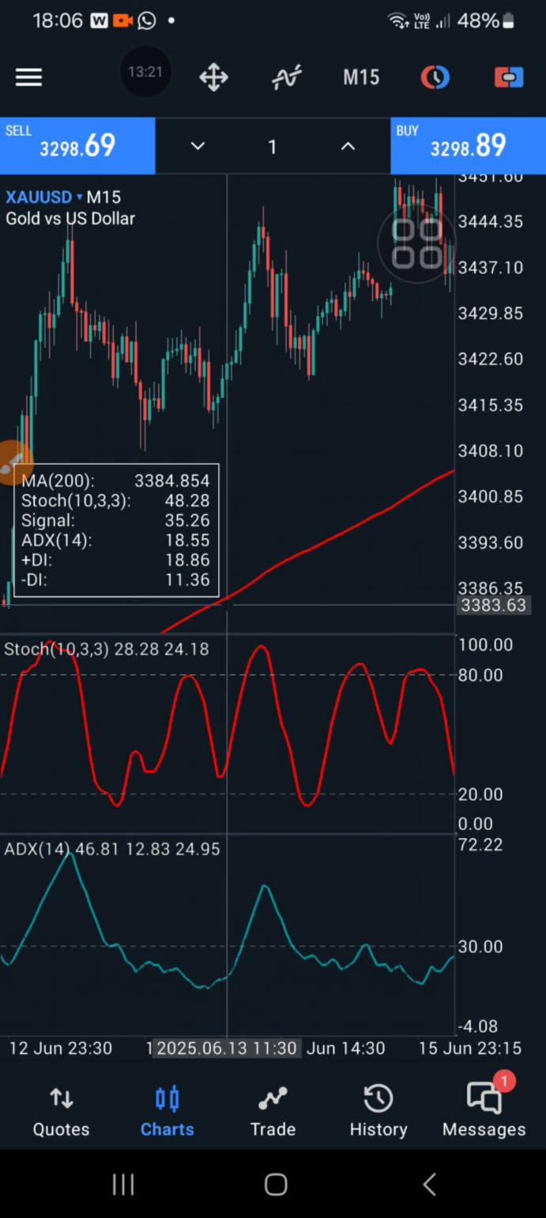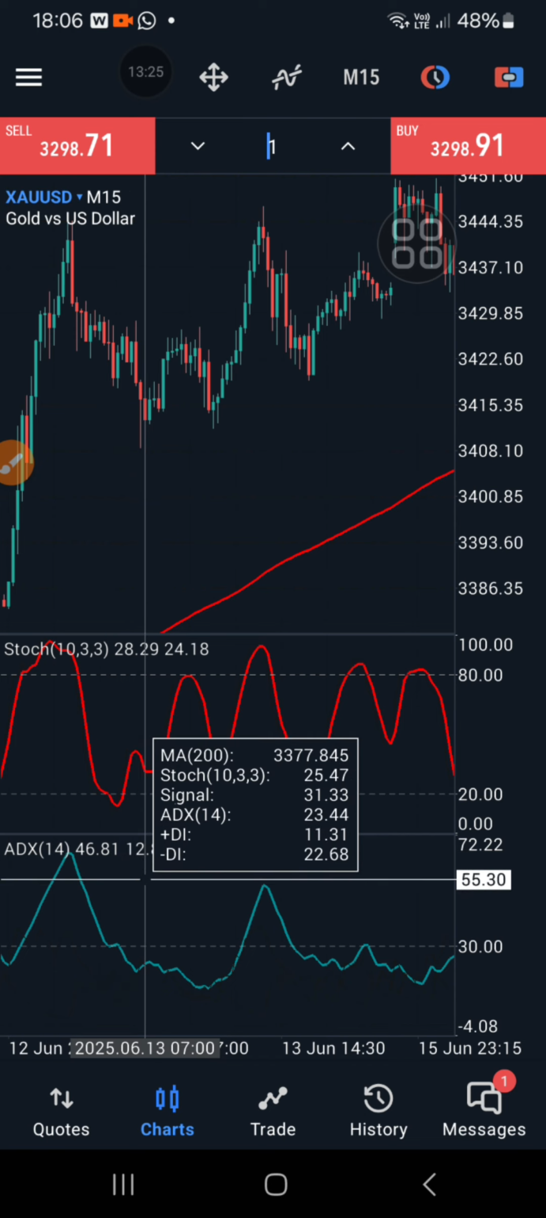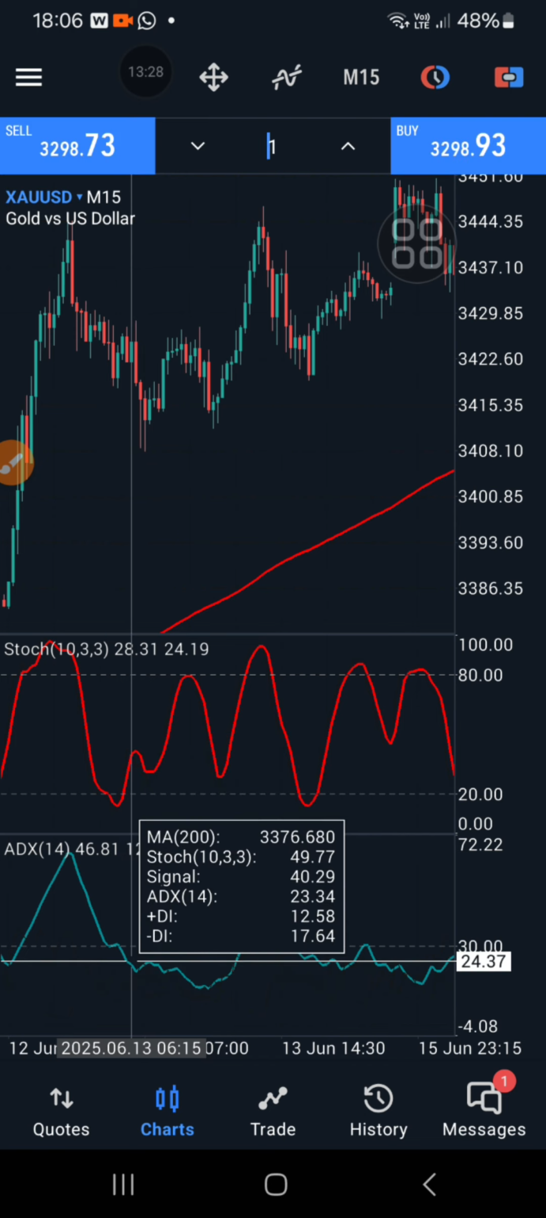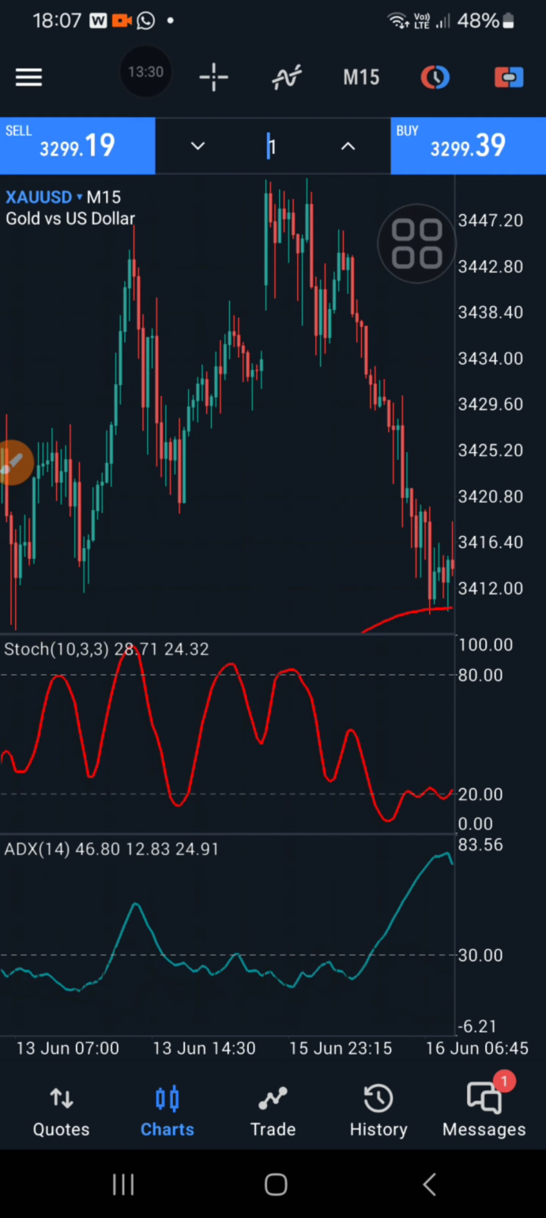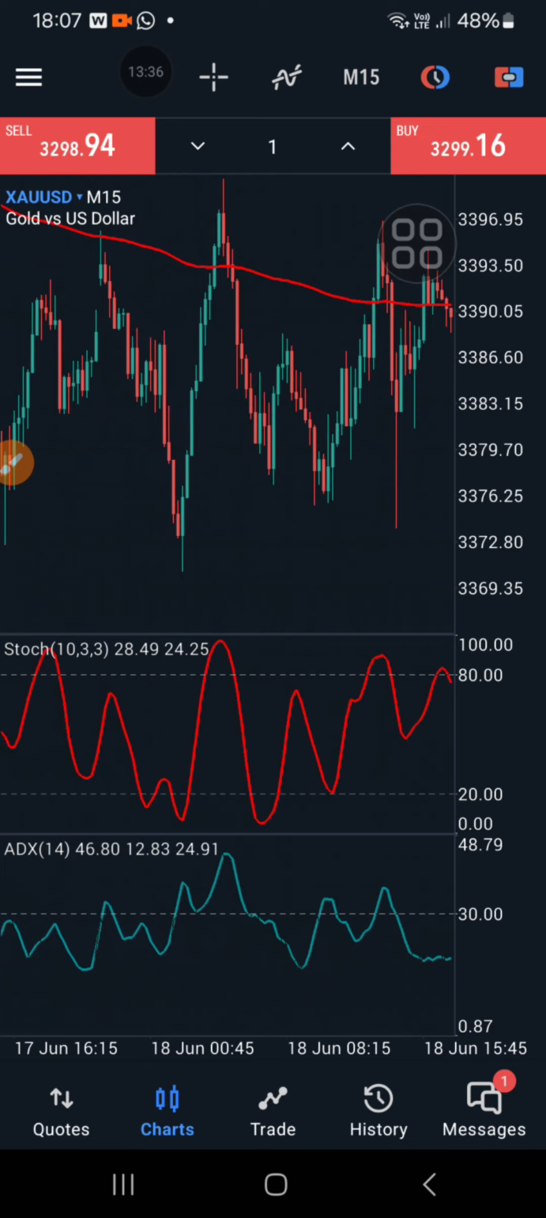Okay, let's look at this example. Price crossed above here. We're not going to have a trade. Why? The price was below the ADX 30 level. Okay, let's look for another buying opportunity.